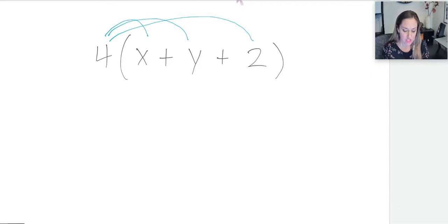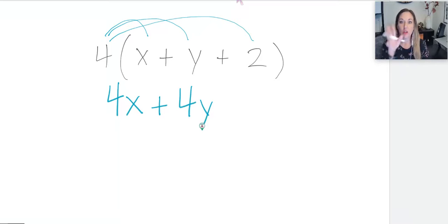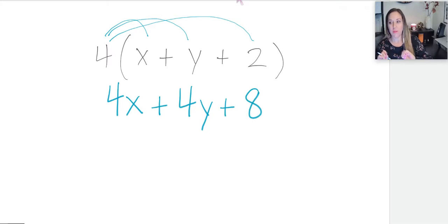So we get 4 times x is 4x. 4 times a positive y is 4y. And 4 times 2 is 8. So 4x plus 4y plus 8 is equivalent to what you see there, the original problem. We're just writing it a different way.